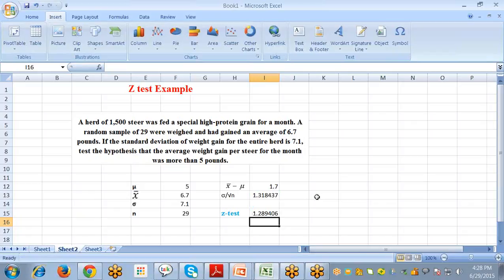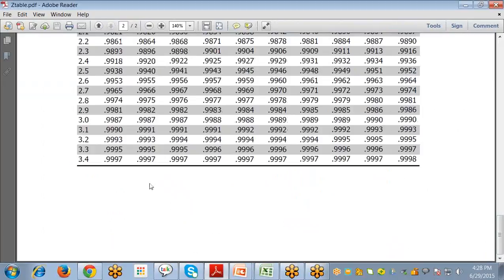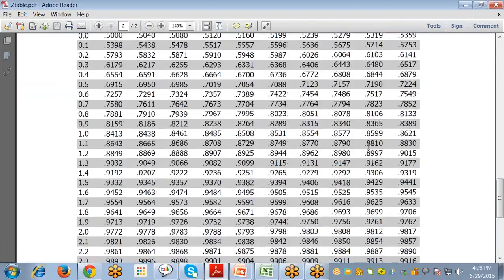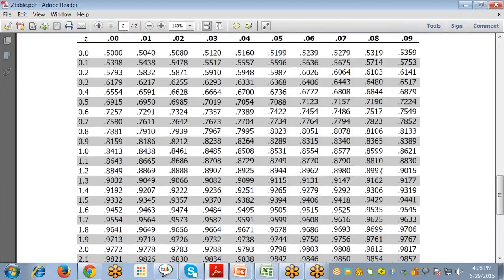So 1.28 will be the z-test value, and the tabulated value for 1.28 will be, so here is 1.2, and for the 8th column 0.08. So this will be the value for 1.28, 0.8997.